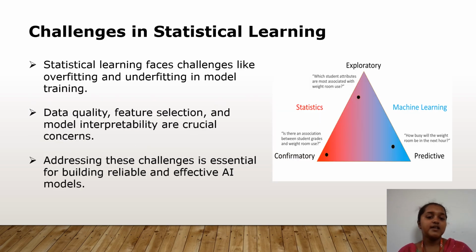Challenges in statistical learning. Statistical learning faces challenges like overfitting and underfitting in model training, data quality, feature selection, and model interpretability. Addressing these challenges is essential for building reliable and effective models in AI. Data quality and feature selection are among the most common problems faced.